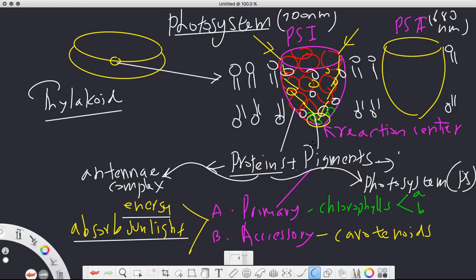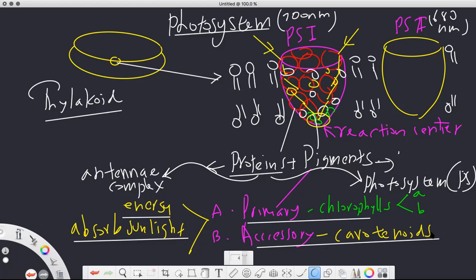And pigments are two types: primary pigments, chlorophyll A and chlorophyll B, and accessory pigments, for which many names can be given. For example, carotenoids, xanthophyll, phycobiliproteins, and many other different colored pigments can be present in plant cells.